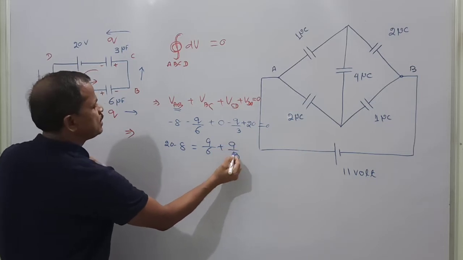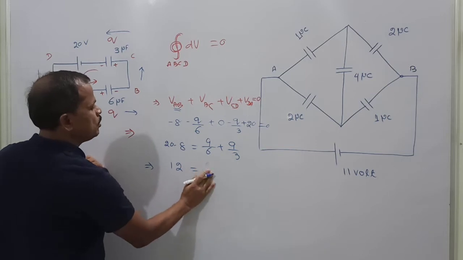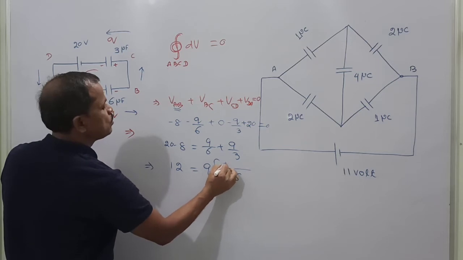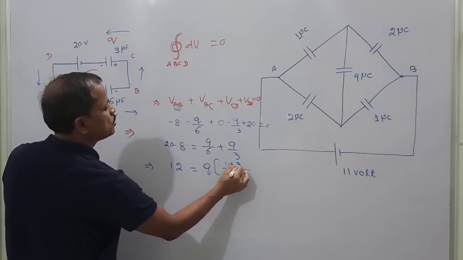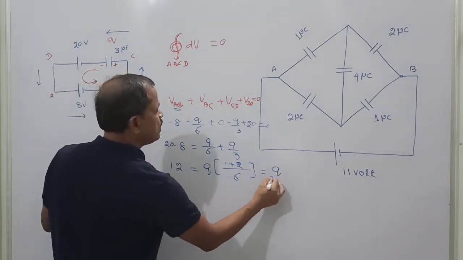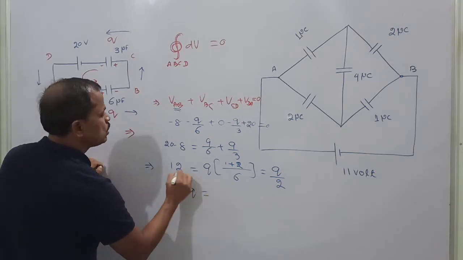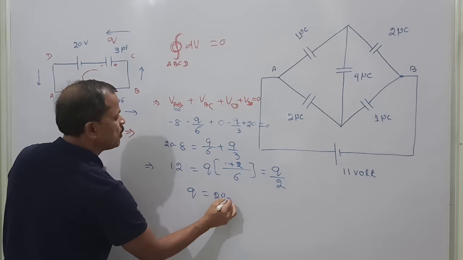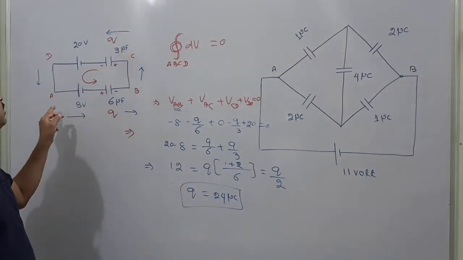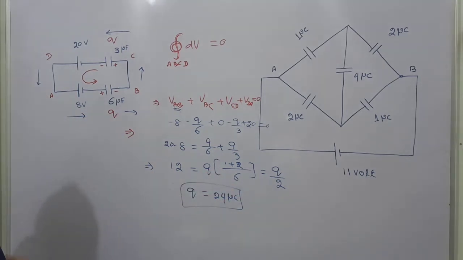Let us take it to the right hand side. So it comes to 12 is equal to Q common, Q common, that is equal to 1 by 6 plus 1 by 3, that is equal to 1 plus 2 by 6, then it comes to Q by 2. So this shows that the charge flowing is equal to 12 into 2, 24 microcoulomb. Because capacitance is given in microfarad and potential is given in volt, that's why it will be microcoulomb. So the charge is in microcoulomb, and this is the answer.